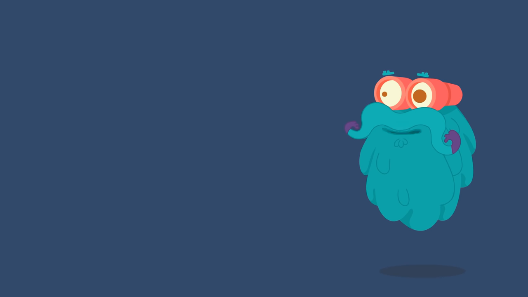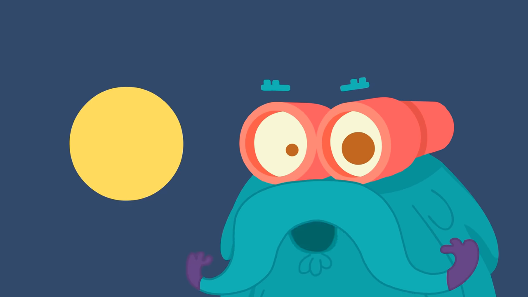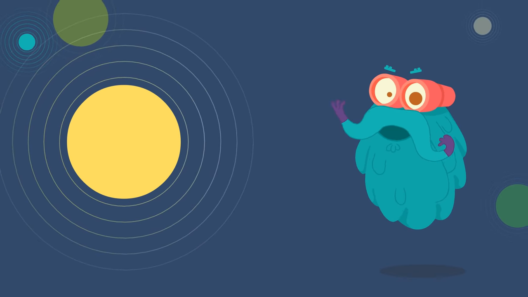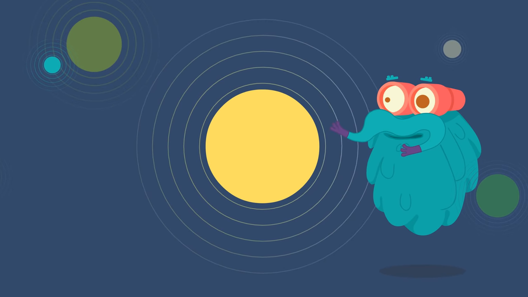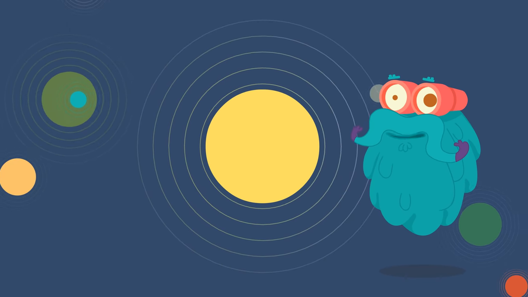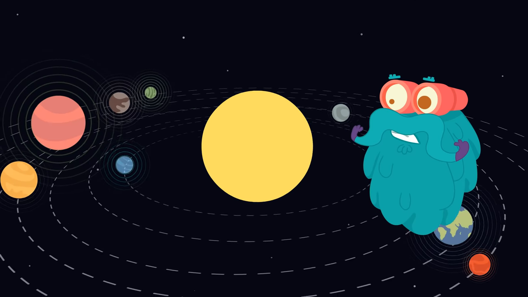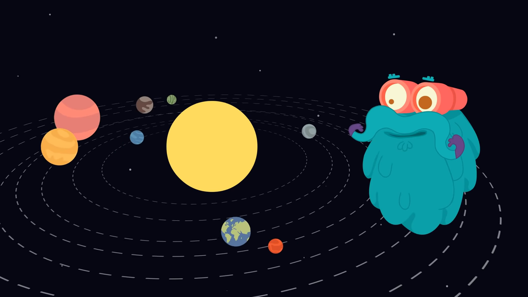You'll be surprised to know that every object that has mass exerts a gravitational pull or force on every other body of mass. The size of the pull depends on the mass of the objects. This is how the sun's gravitational pull keeps planets orbiting around it.